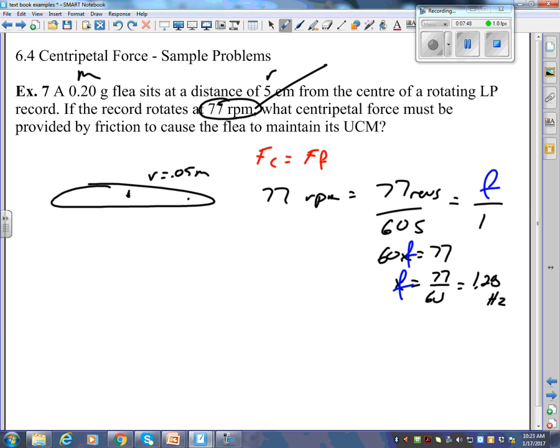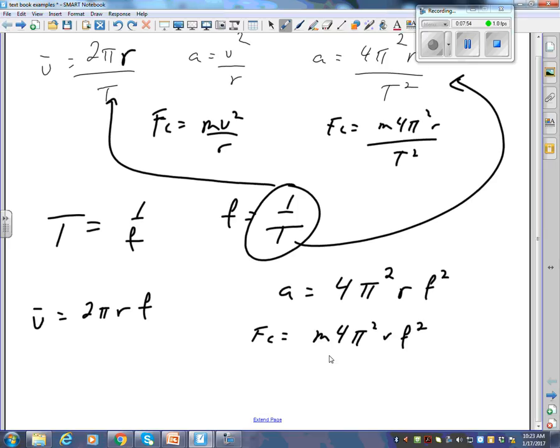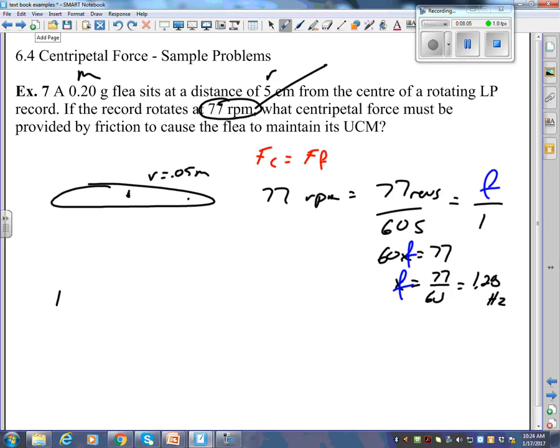Okay, so if I go back to these formulas that I just wrote here, Fc: do I have the m? I have the mass. 4 pi squared, do I have the radius? I do. I think we can do that one, can't we? Fc is equal to m 4 pi squared r f squared.